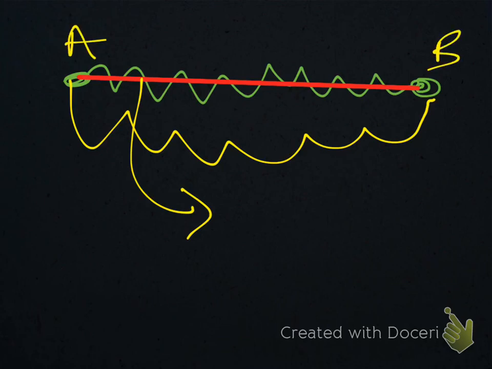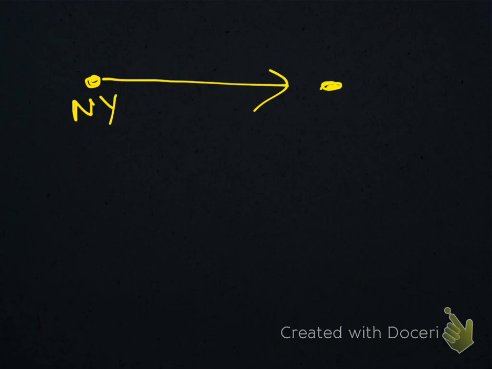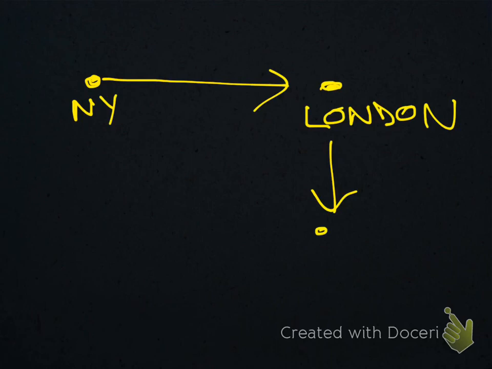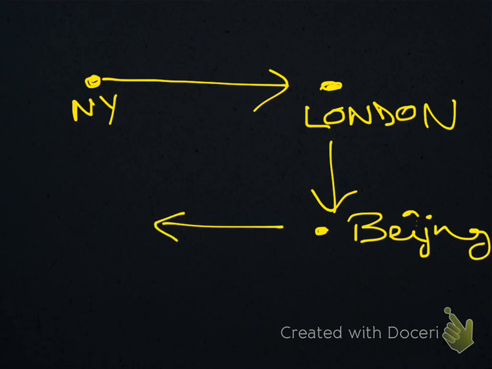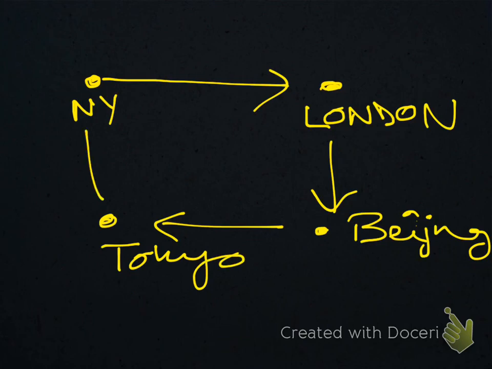Now say there was a person at New York, then he moves on and goes to London by flight. He's basically traveling the world, because next he goes to Beijing, then he goes to Tokyo. After that he goes back to his home, which was at New York.